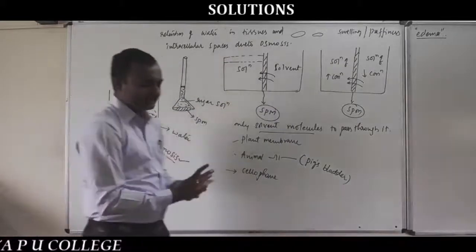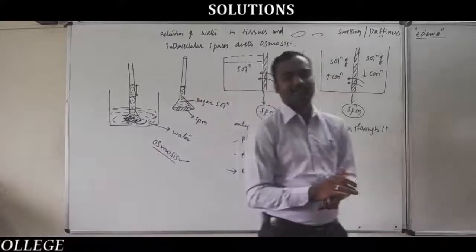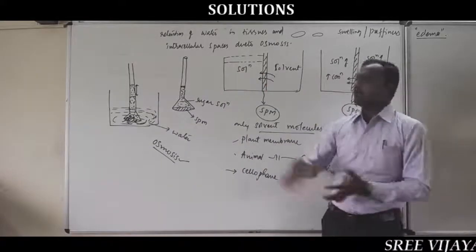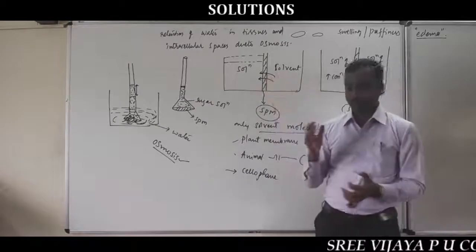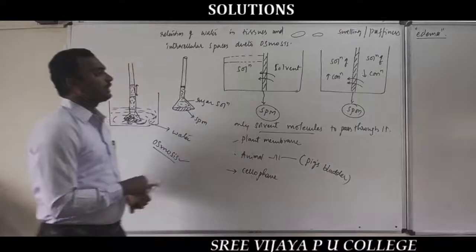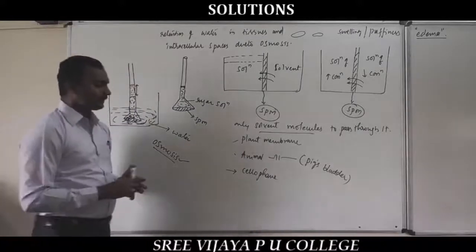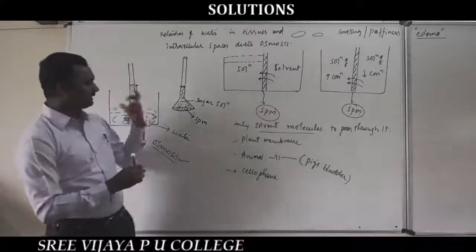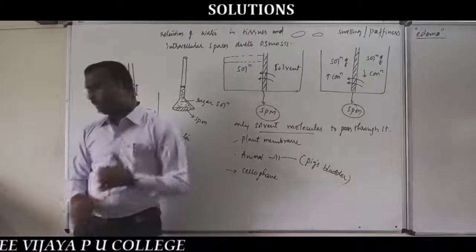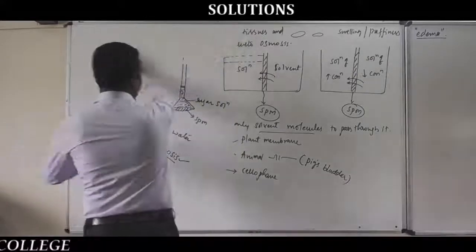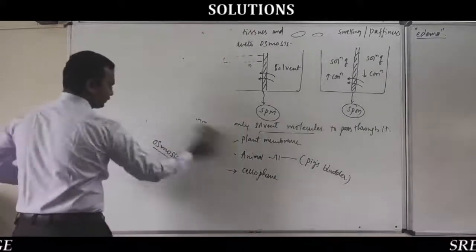These are all some examples of natural processes. Without our knowing, osmosis is happening. So these are some examples of osmosis which take place in natural processes. Okay, so that's about osmosis and the semi-permeable membrane, what the examples for the semi-permeable membrane are, and some simple illustrations for osmosis. Now we are going to enter the very important colligative property, that is called osmotic pressure.